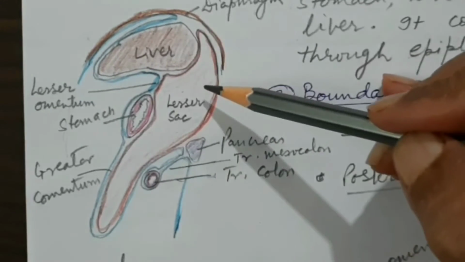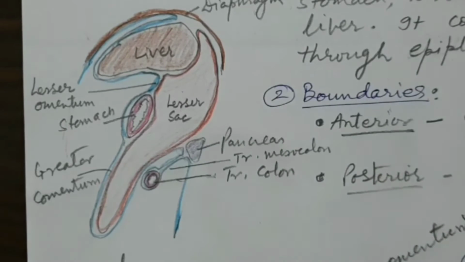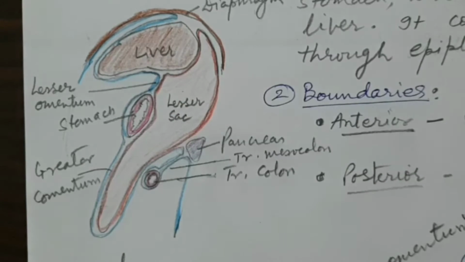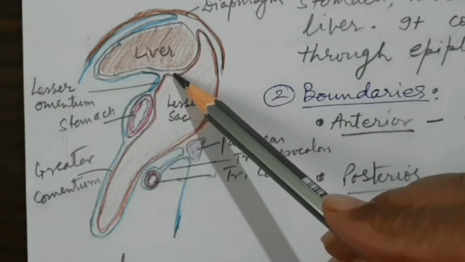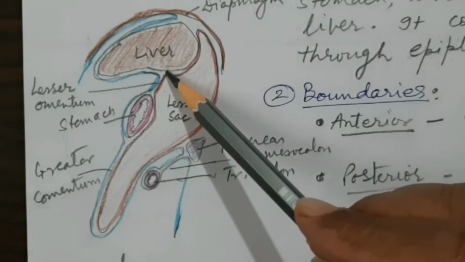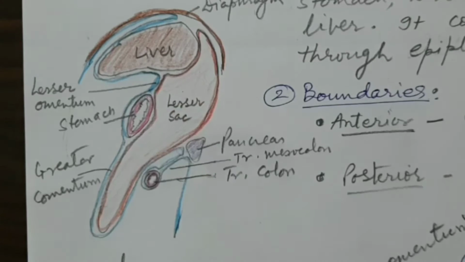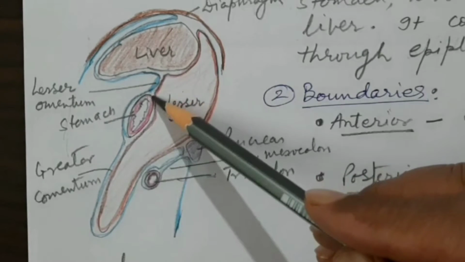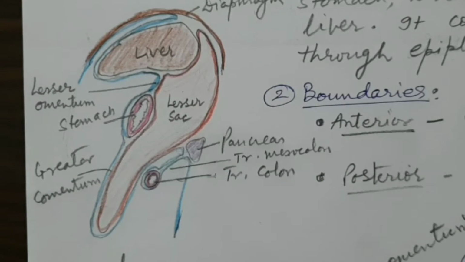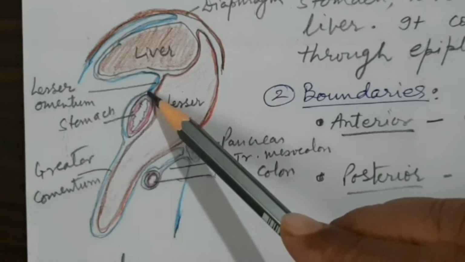Now it will be easy to understand the boundaries of the lesser sac. Let us come to the anterior boundary of the lesser sac. The anterior boundary here is formed by the caudate lobe of the liver, then the lesser omentum, and below the lesser omentum it is the stomach.